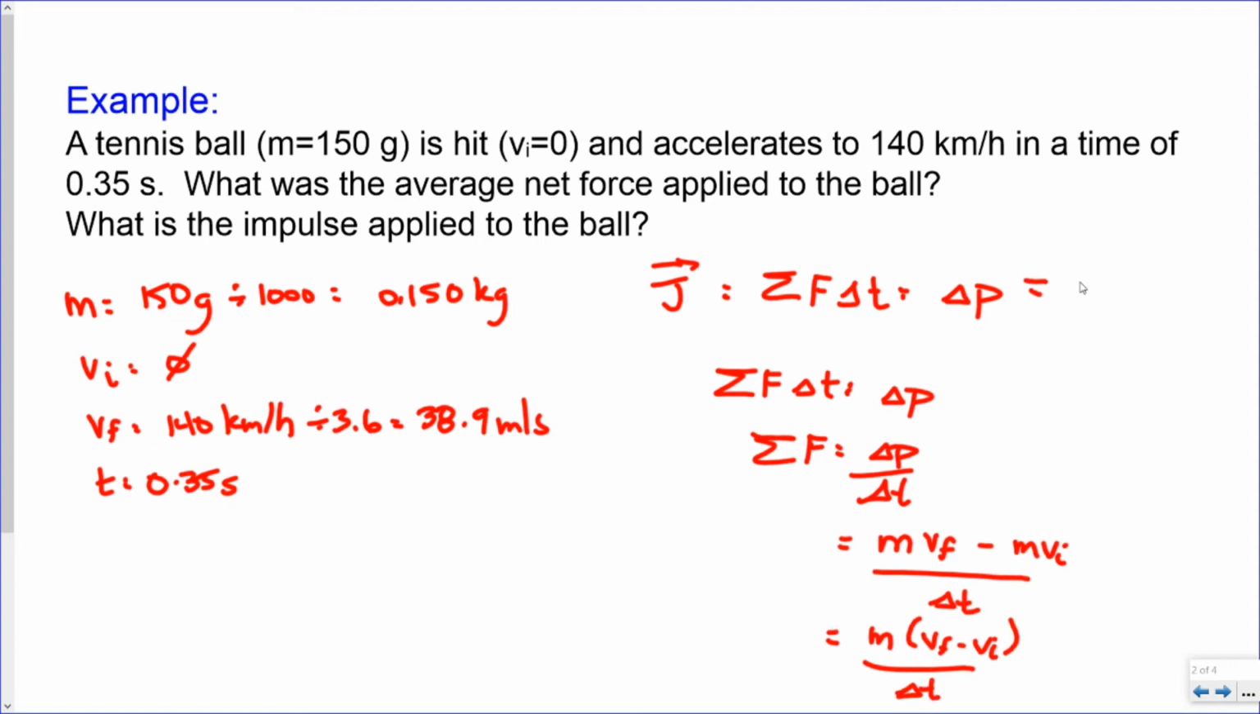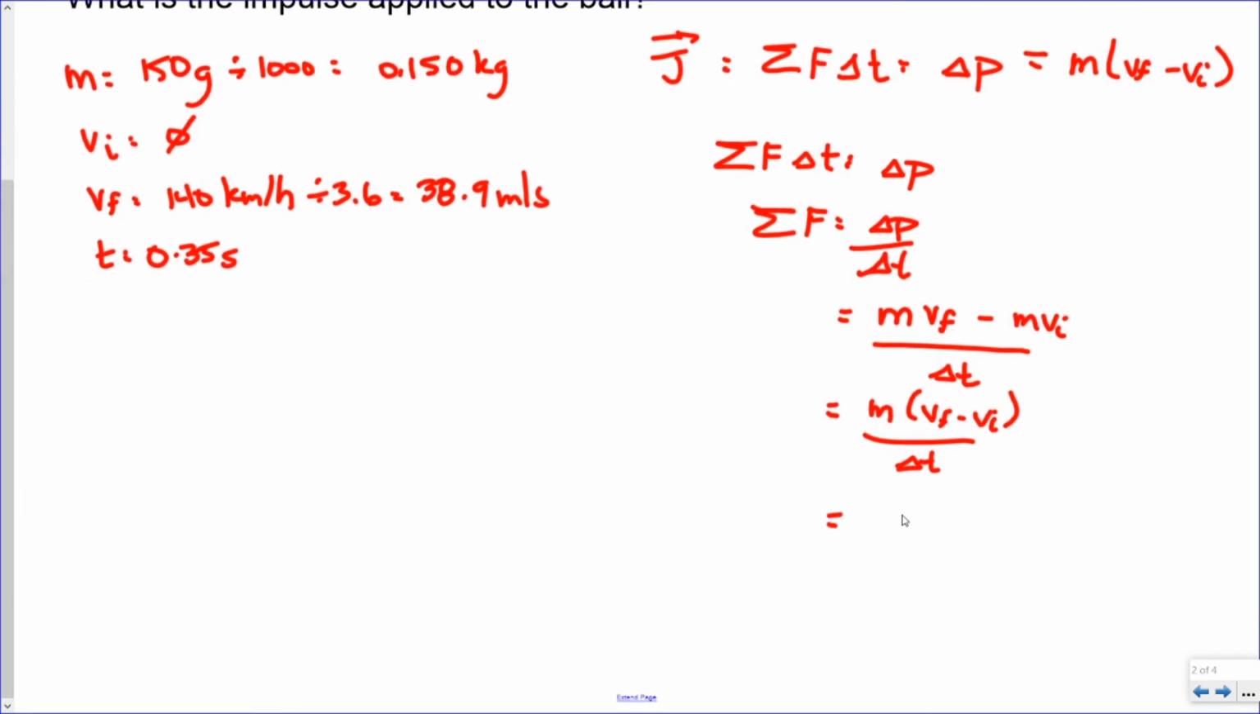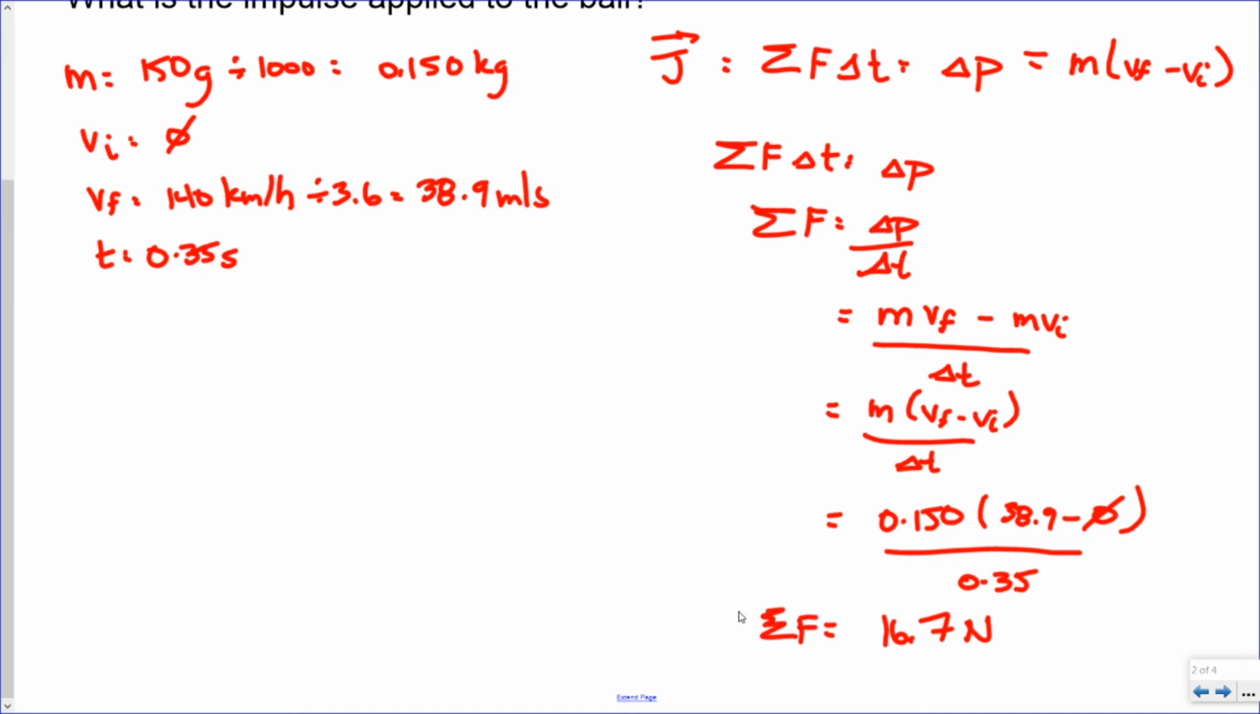And sometimes I'll even write that here, that this is the same thing as m times Vf minus Vi. So let's go ahead and plug some stuff in here. So we have 0.150 times 38.9 subtract 0 divided by 0.35. And when we solve that out, we get 16.7 newtons. So that is our average net force right here, 16.7 newtons.